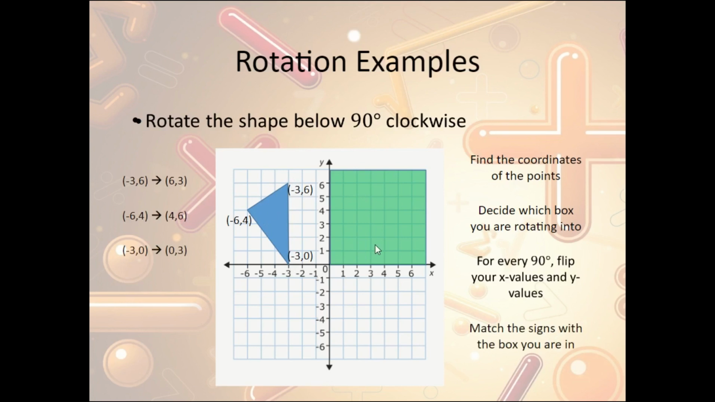Then we match the signs. Over here, we are positive and positive, so these stay exactly like that. We plot our points, connect the dots, and now we have our triangle that's exactly the same.